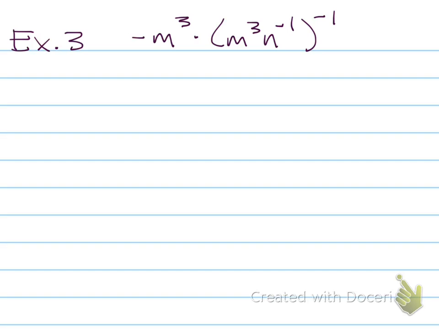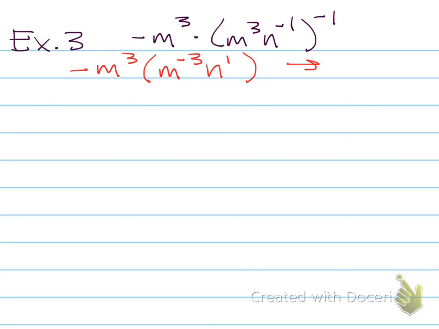Next, first thing we want to do is raise everything inside the parentheses to the -1 power by multiplying the exponents. So m to the 3rd power raised to the -1 power is going to be m to the -3 power. n to the -1 power raised to the -1 power is going to be n to the +1 power.